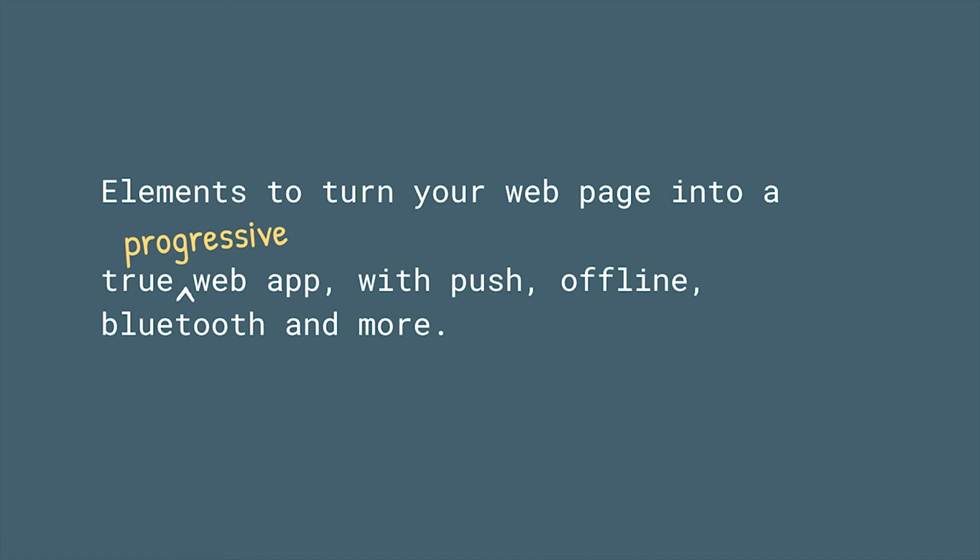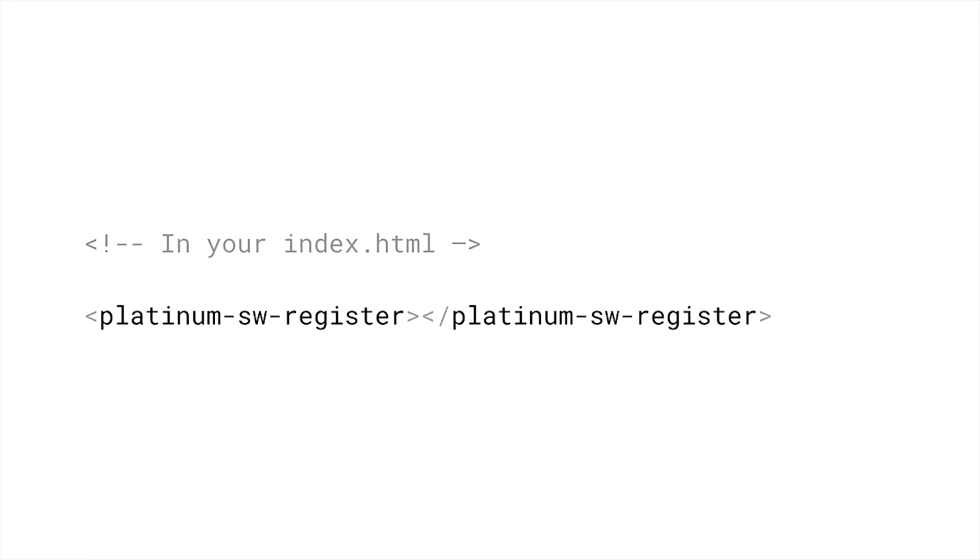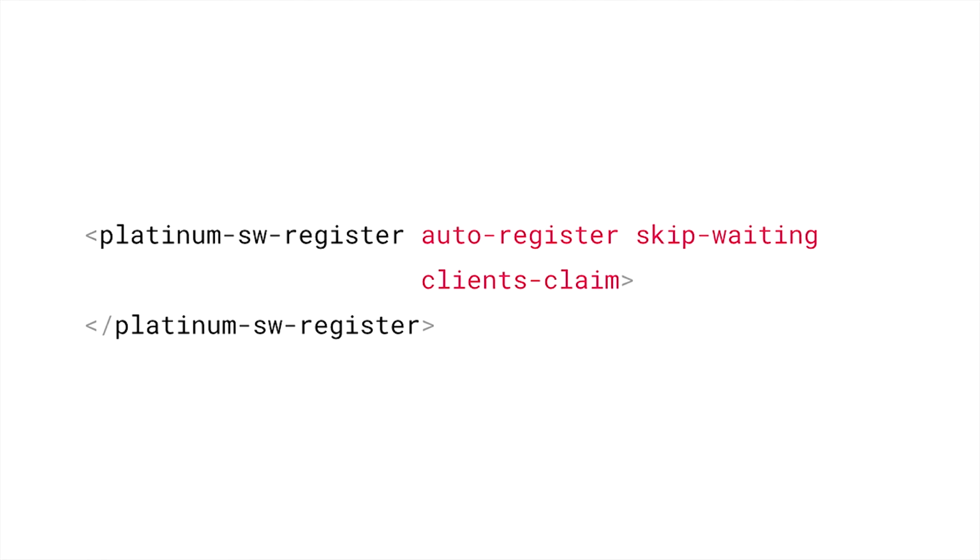in your app. So if you want to add a service worker to your Polymer app, it is as easy as dropping a tag on the page. So this is the Platinum Service Worker Register element, and it's going to go ahead and handle all the things that I need it to do to create and register a service worker for me. And I can configure it the same way that I can configure any other HTML element, just using attributes.